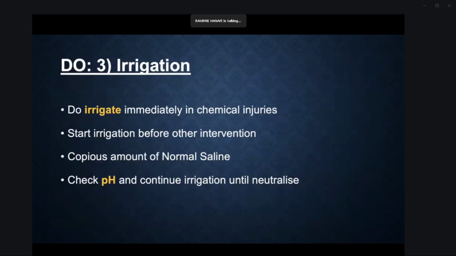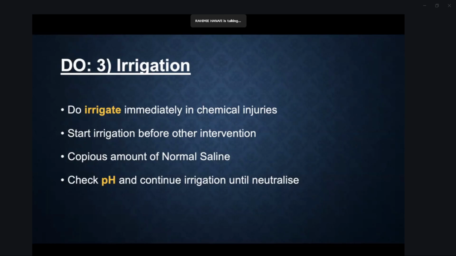Okay, next is irrigation. I think this one has been elaborated by Prof. Azani just now. If you have any patient with chemical injury, just do the irrigation. Do not take history. Just do the irrigation, because especially the alkaline can penetrate the ocular structures very fast. And then, what's the copious amount of normal saline?